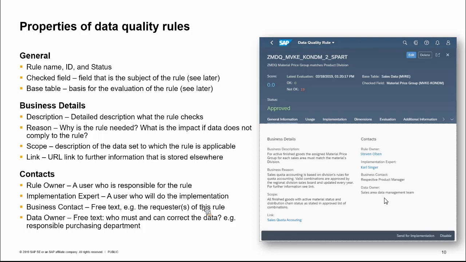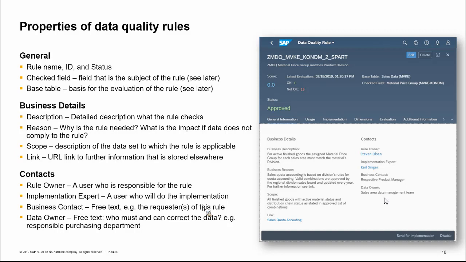So you already see here that these rules are not that simple in the sense that you cannot check data throughout the whole data model of product information or business partner information, but we cover really quite a comprehensive scope of the data model. You describe the rule with the business details, so a detailed description of what the rule checks. You can store information why the rule is needed or what the impact is if the data does not comply to the rule. You have a dedicated field that allows you to capture the description of the scope.